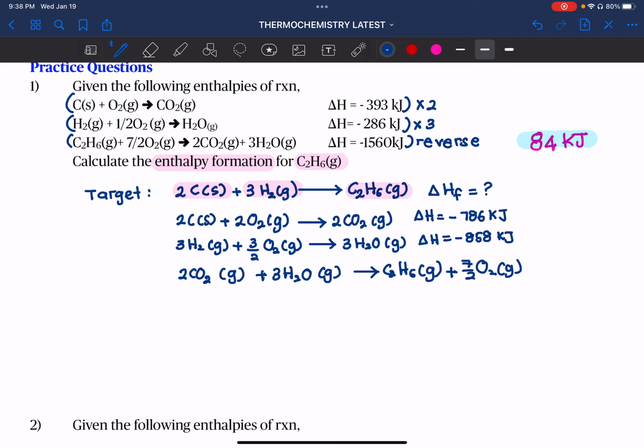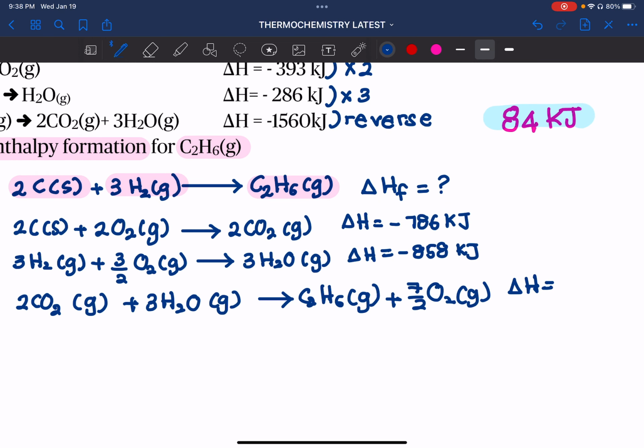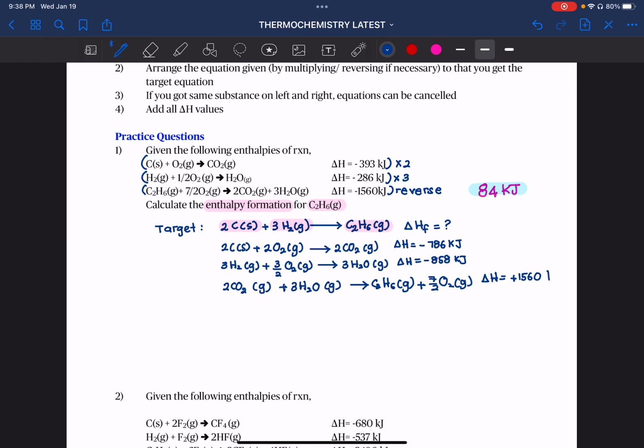Okay, yang ni kita tak darab. Kenapa? Sebab kita hanya perlu reverse lah. So, bila kita reverse, when we reverse the equation, the negative will become positive. So, positive 1560 lah kilojoule.